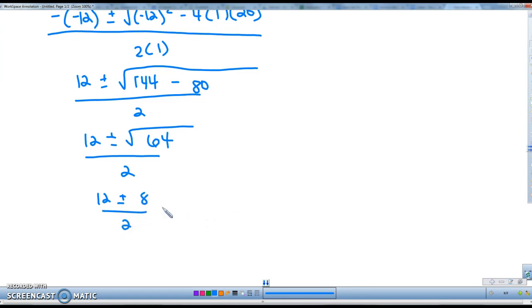And that's where I get to consider. I do 12 plus 8 is 20, divided by 2 is 10. 12 minus 8 is 4, divided by 2 is 2. And that's my answer. Okay?